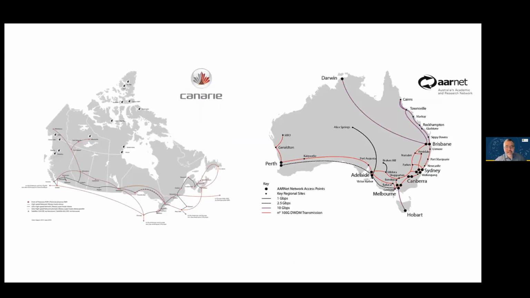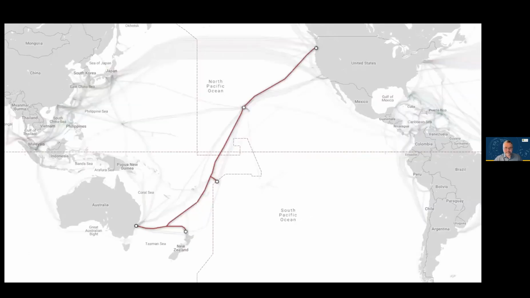Okay, so some examples of national networks around the world. You've got CANARIE here in Canada, and you've got AARNet in Australia. Every country will have a very similar diagram. And when it comes to actual international connectivity between different countries, I'm going to use New Zealand here as an example.